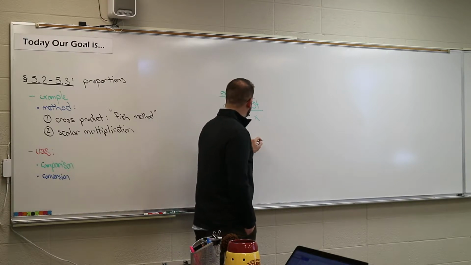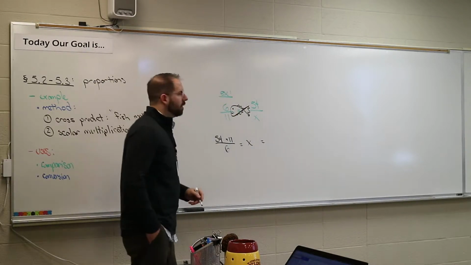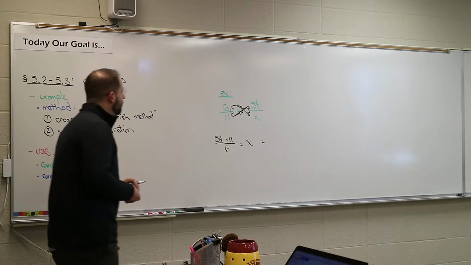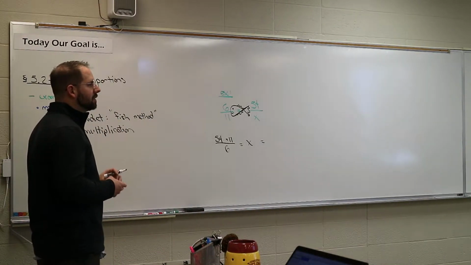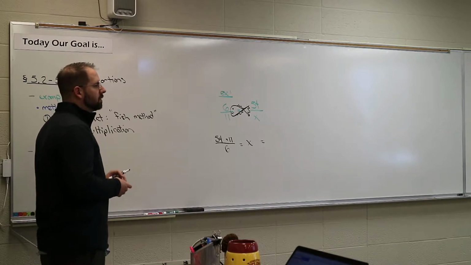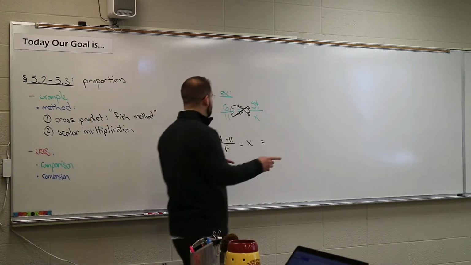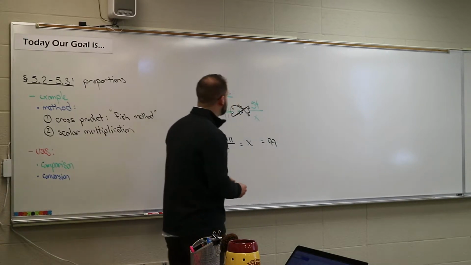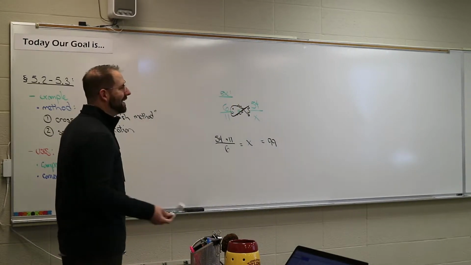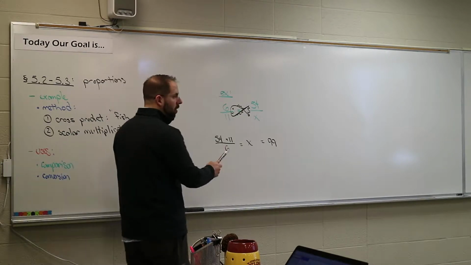But again, 54 times 11 and divide by 6. And what do you get? 99. Okay, and that's my answer. That'd be the number on the bottom of that fraction. That's what I'm looking for. So it'd be 54 over 99. Now, that's one way to do that problem.